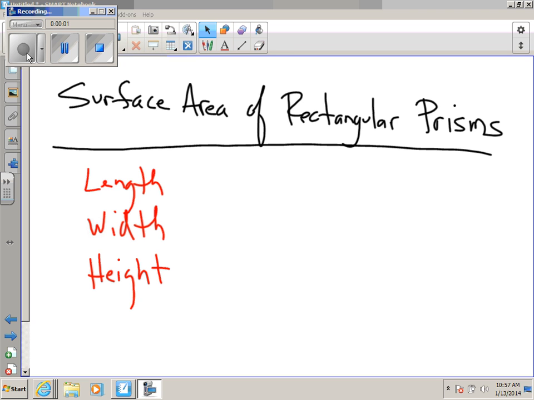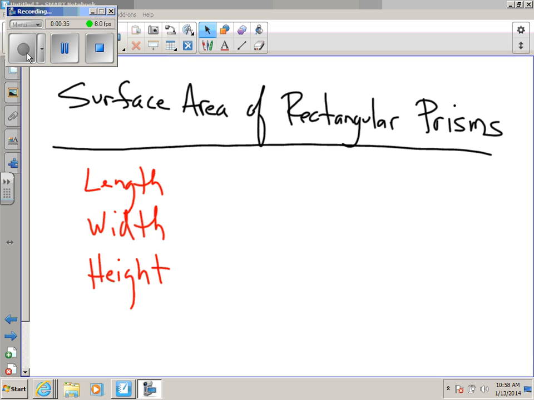Length, width, and height when speaking in terms of a rectangular prism. Okay. Now, for each of these rectangles, I think Liam used the word face. Did you use the word face? Yeah. How many faces, if this whole side right here is a face, how many total faces would I have on this figure? 6. There are 6 faces.